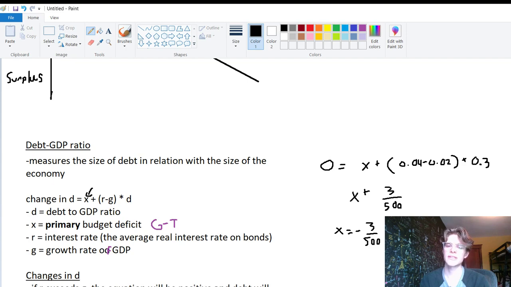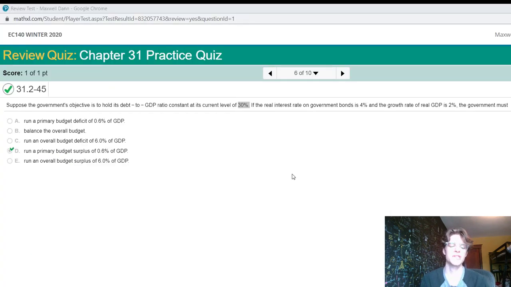So what does it mean? Remember X is the primary budget deficit, so if it's negative, that means that we have a budget surplus of 0.6%, or a primary budget deficit of -0.6%. So for this one here, we want to run a primary budget surplus of 0.6% of GDP.